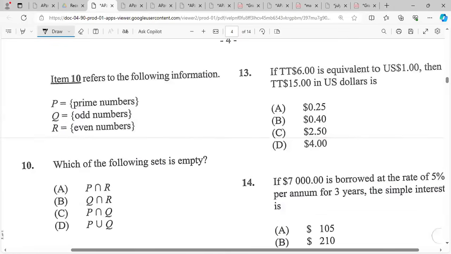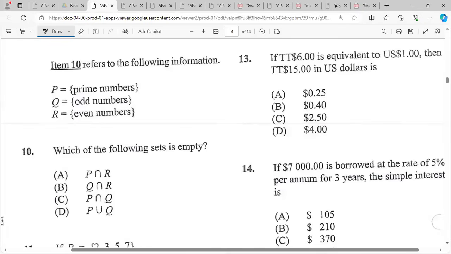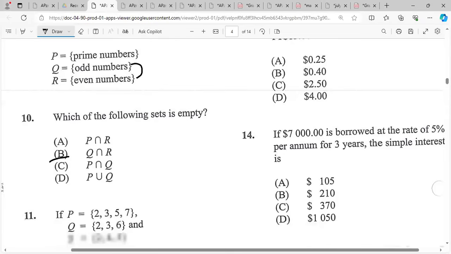All right, item 10 refers to the following information. P is equal to prime, Q is equal to odd, R is equal to even. Which of the following sets is empty? It has to be even and odd, right? A number can be even or odd. So Q and R, Q and R, an intersection, right? Yeah. There's no number that is even and odd.